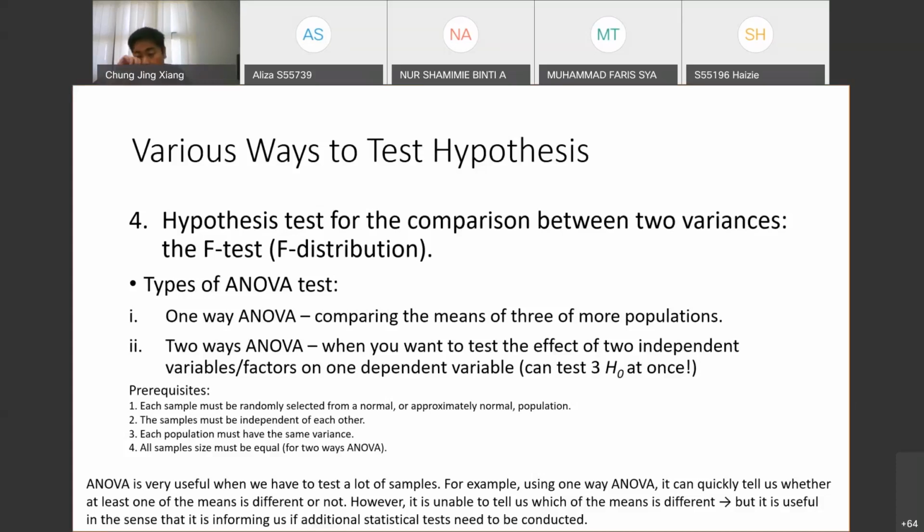So the prerequisite for using ANOVA is that each sample must be randomly selected from an approximately normal population. Same thing. Everything needs to be normally distributed, and the samples must be independent of each other lah. And they have to have the same variance. And for two-way ANOVA, the sample sizes must be equal. So you decide whether you should use ANOVA or not.